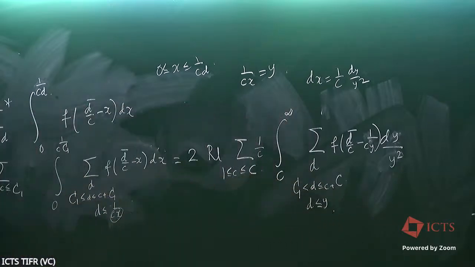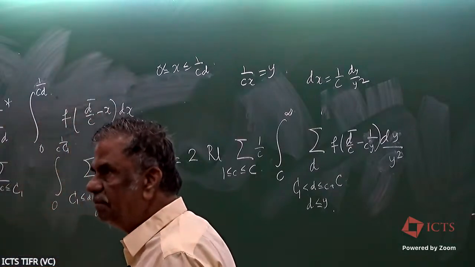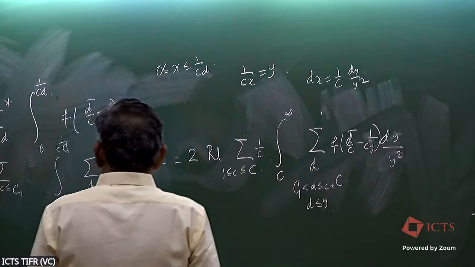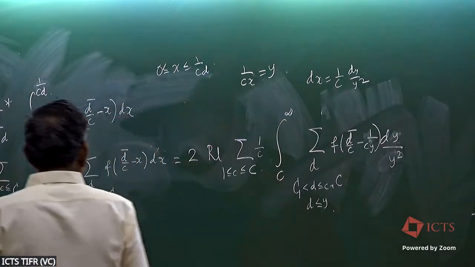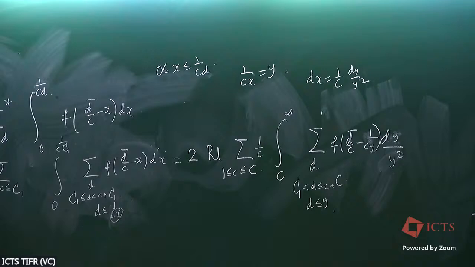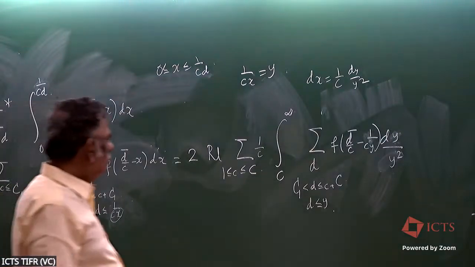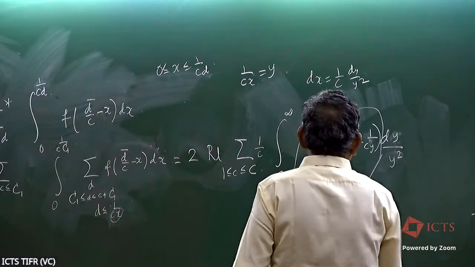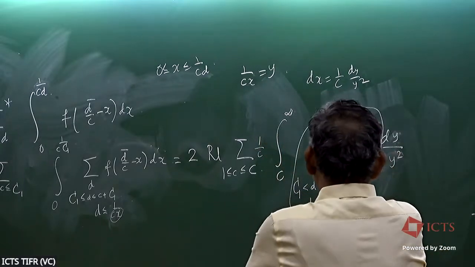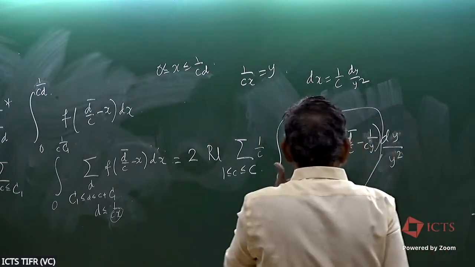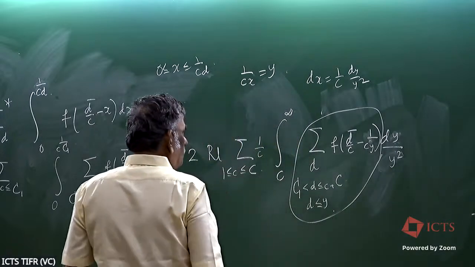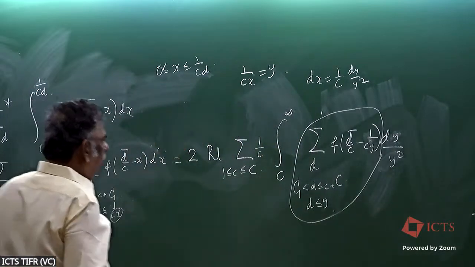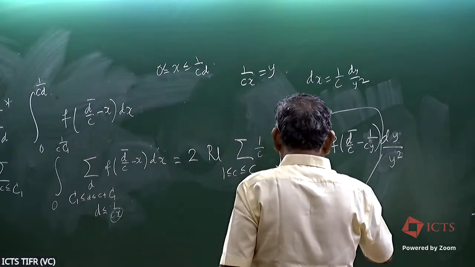One minute. Did I have a C d earlier? No, not in this. Is it okay? 2 times the real part of 1 less than or equal to C, 1 over C into the integral. Let me just check whether I have written it correctly. Yeah, that seems to be fine. Now I want to look at this particular sum, and my problem is that there is an extra d less than or equal to y.